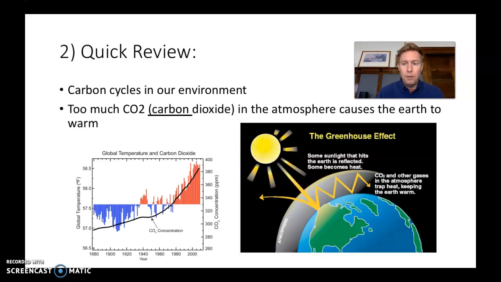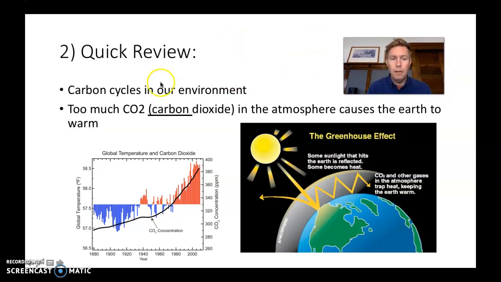Hope everyone's doing great. So the first thing I want to go over is what we learned last week a little bit about carbon. Carbon is all around us. It's in the environment, it's in the air, it's in the oceans, it's in fossil fuels underground, it's in sediments. It cycles through, so that means it changes form. Now, one form of carbon is carbon dioxide, where the molecule carbon is with two oxygens.